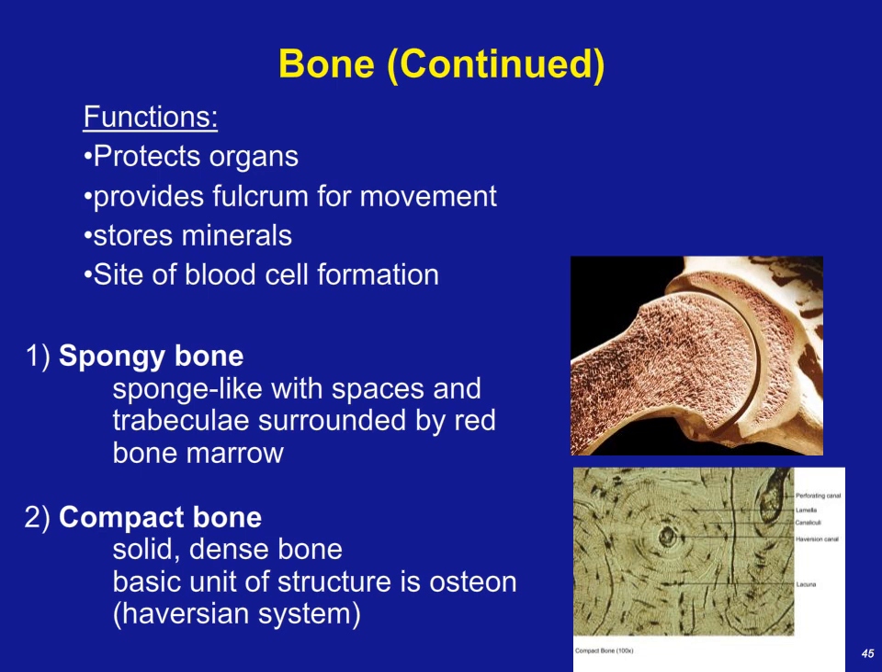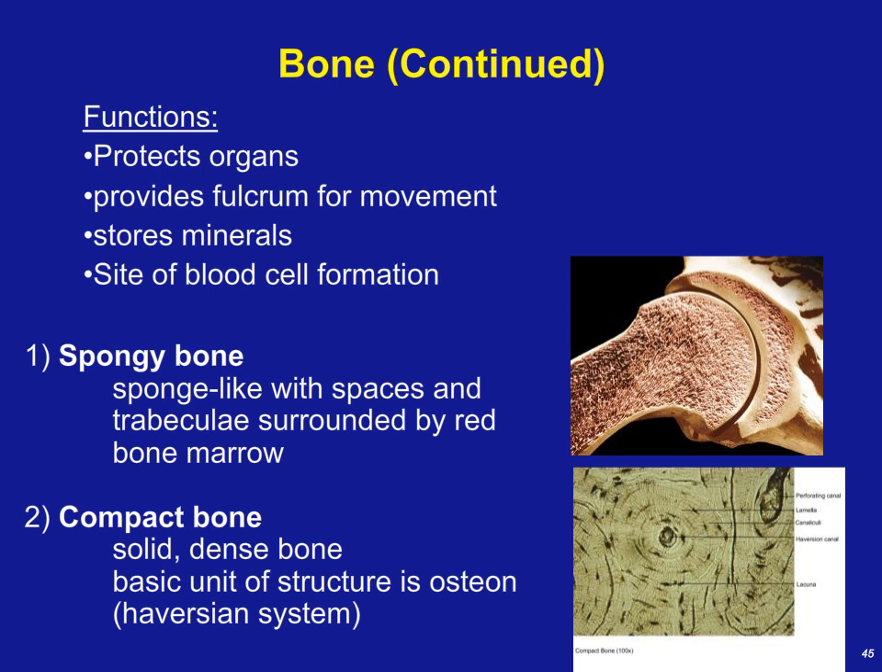Now the other thing we should point out is that bone tissue can also be a very important site for blood cell formation. Within the epiphyses of our long bones, we have something called red bone marrow, and red bone marrow is responsible for generating red blood cells, white blood cells, platelets, and so on. And so bone can be classified into one of two different types: spongy bone or compact bone.